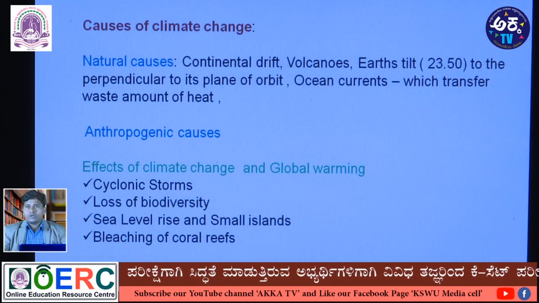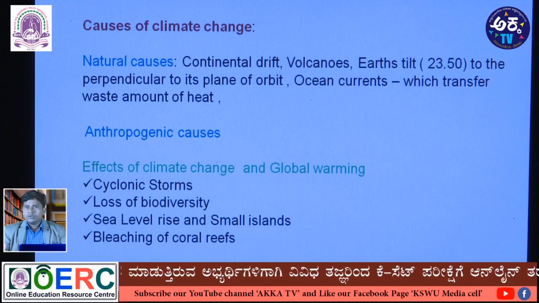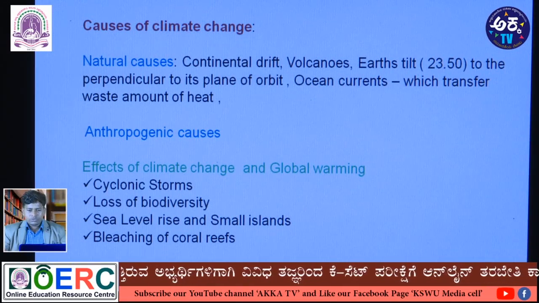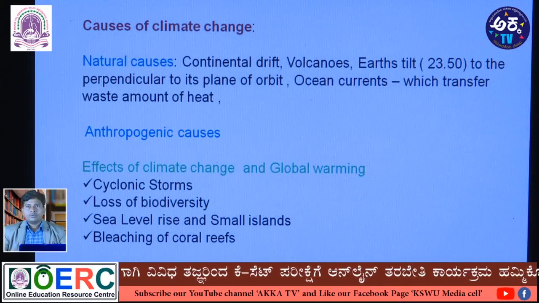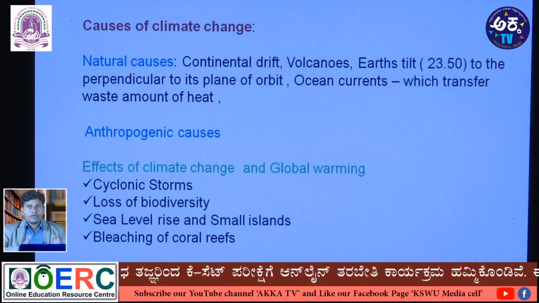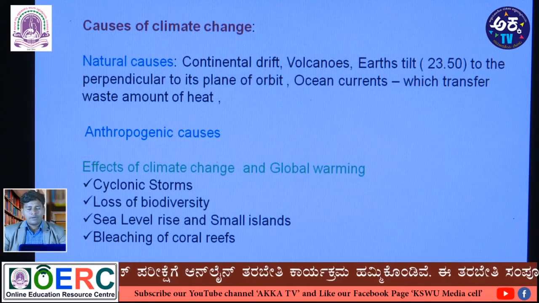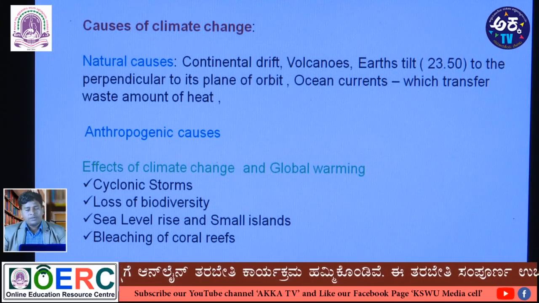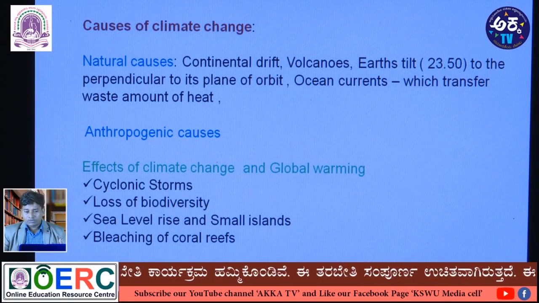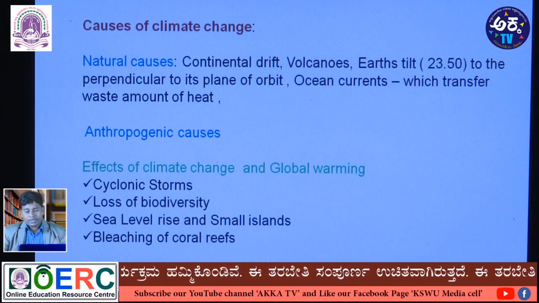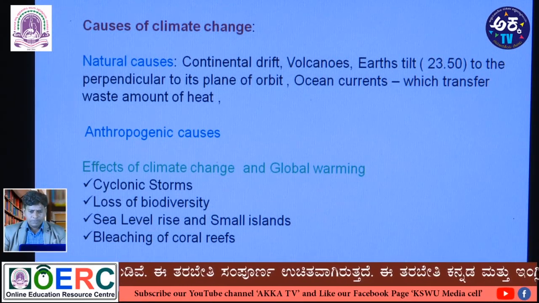What are the natural causes? One is continental drift, and another is volcanoes. Continental drift means the earth's plates are moving and stabilizing themselves. That is also one of the reasons for climate change. And then in many places volcanoes can be seen.